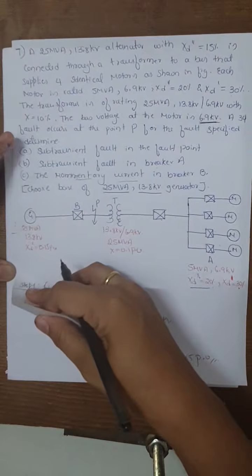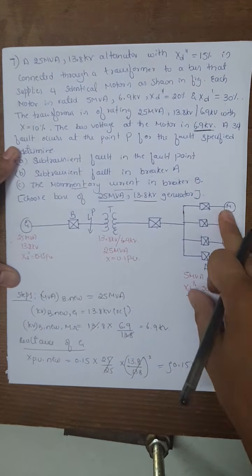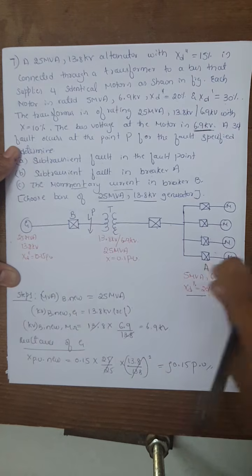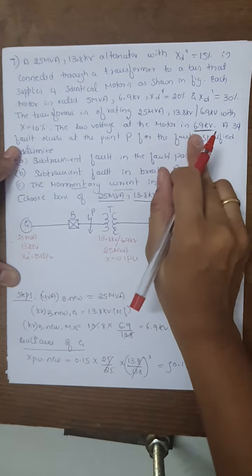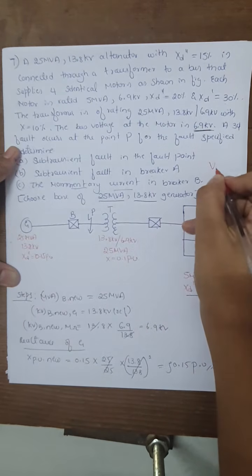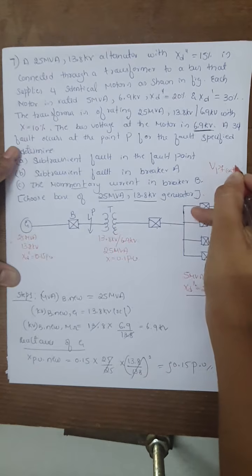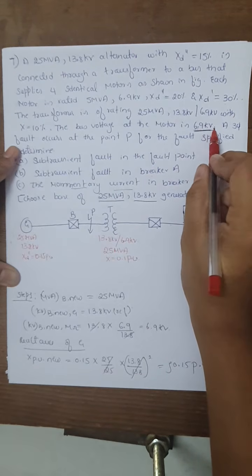So now observe the given data here. Nowhere else have they mentioned the ratings of the load, nothing but the motor. But one thing you need to observe here, they have given the bus voltage at the motor, nothing but 6.9. What this 6.9 indicates is the pre-fault actual value. So VPF actual will be equal to 6.9 kilovolt.